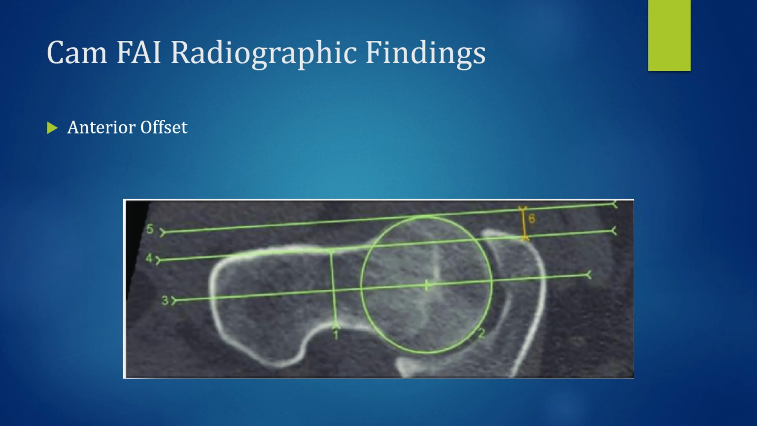CT scans are not routinely taken unless an orthopedist is preparing for surgery. In this labeled image, we use lines numbered 4 and 5 to measure the anterior offset, which is labeled as number 6. We can see again how a larger CAM bump would move line number 4 forward or anteriorly, resulting in a smaller anterior offset measurement.